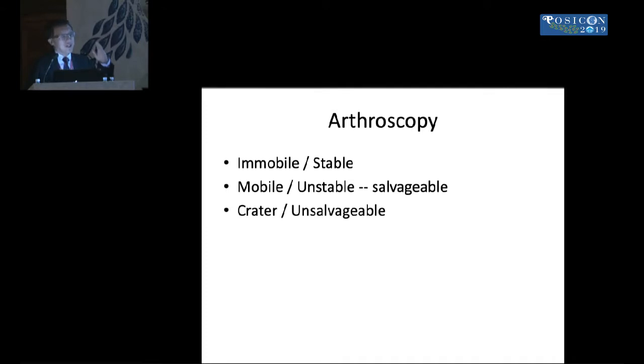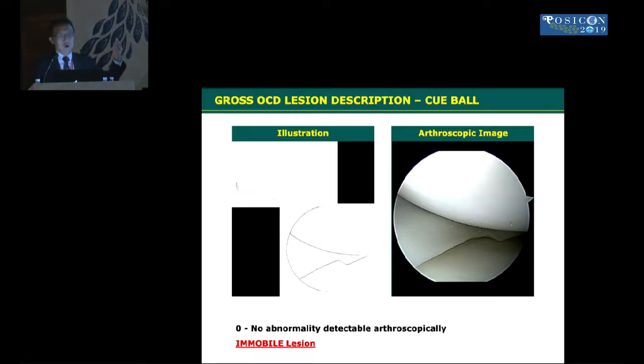Further classification by the ROCK group, Research on OCD in Children, puts in immobile, otherwise called stable, or the fragment becomes mobile, otherwise unstable. And even among unstable mobile lesions, you can look at whether it is salvageable or not, meaning is it fixable? So this is a very nice classification that guides you in your treatment. And finally, it'll be a big crater, and then unsalvageable. So I tend to use these to guide my residents in the treatment of OCD. This is the ROCK group's nice classification that Ted showed earlier on.